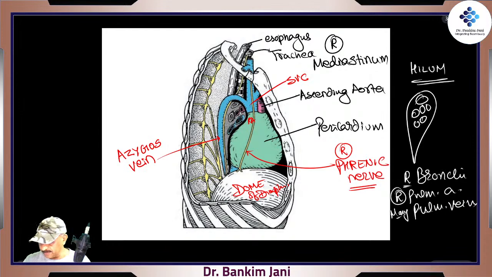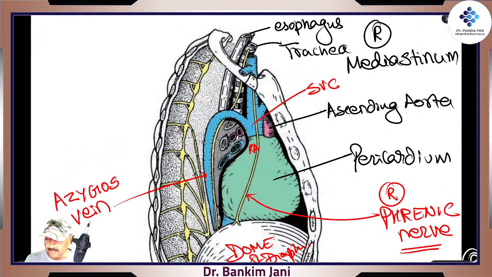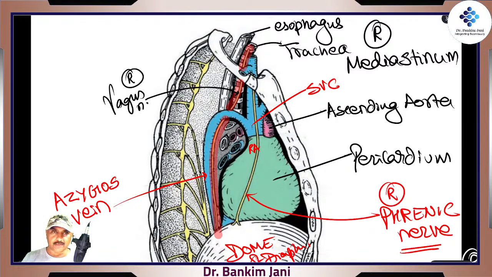Can you appreciate this? I just zoom in. There is one more nerve, which goes all the way from here, here, here, taking a turn, and then it pierces the dome of diaphragm and goes below. That one is the vagus. That is the right vagus nerve. It will be going to the digestive system.